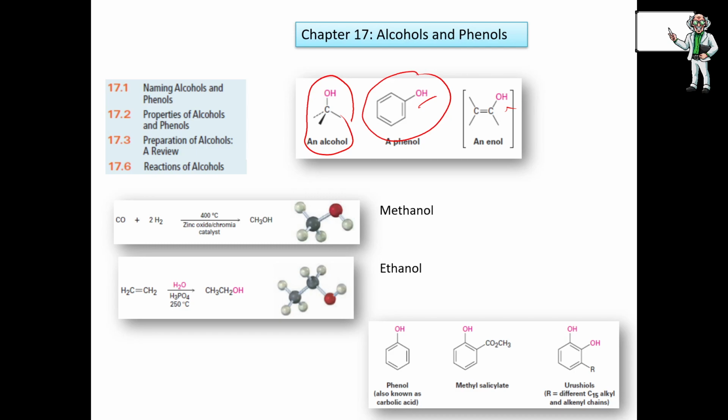If we check how we can synthesize the two most common alcohols in the industry, basically to get methanol, what we can do is the hydrogenation of carbon monoxide, as you can see here, using a zinc catalyst at high temperature, obtaining the methanol. In the case of ethanol, basically the most common way is we take ethylene, we add water in acid media, normally phosphoric acid, and what we get is the ethanol.